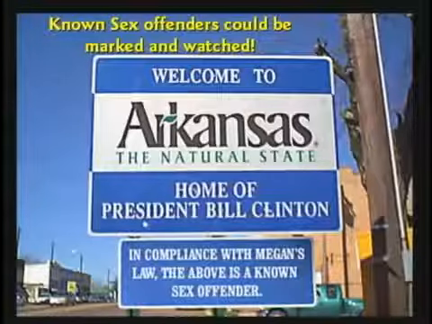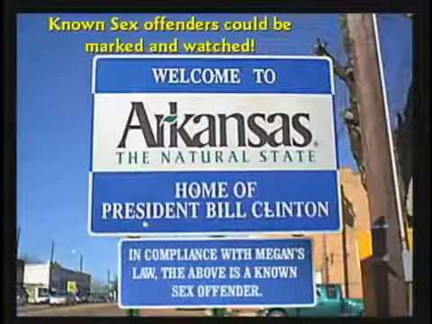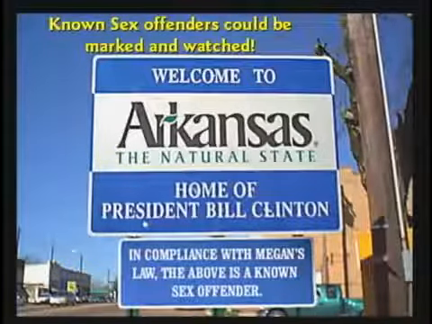Known sex offenders could be marked and watched. That might be a good thing. Like the sign, "Welcome to Arkansas, home of Bill Clinton. In compliance with Megan's Law, the above is a known sex offender." Yeah, well, anyway.